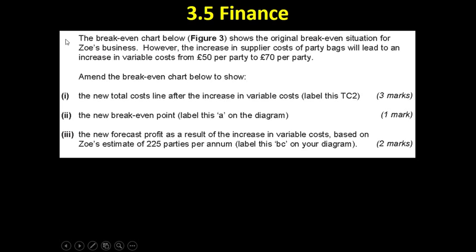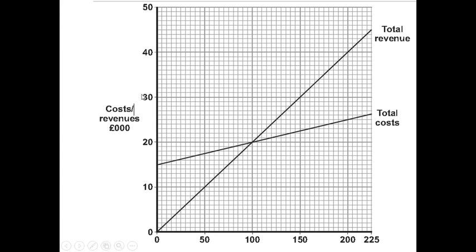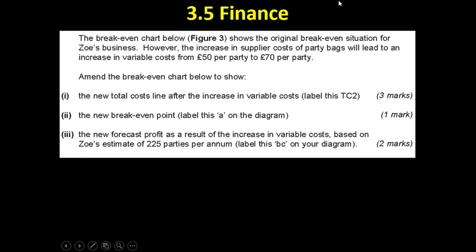says the break-even chart below, which looks like that, shows the original break-even situation for Zoe's business. However, the increase in supply cost of party bags will lead to an increase in variable costs from £50 to £70 per party. So we need to do three things. Number one, we need to show the new total cost line after the increase in variable costs. We need to label the new break-even point, and then we need to label the new forecast profit as a result of this, labelled BC.